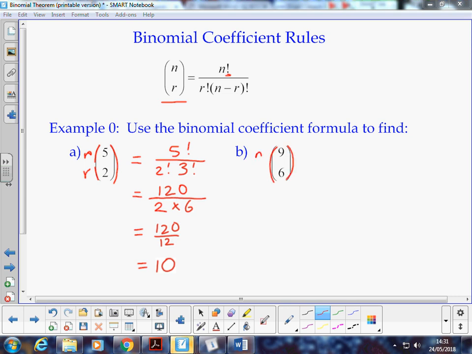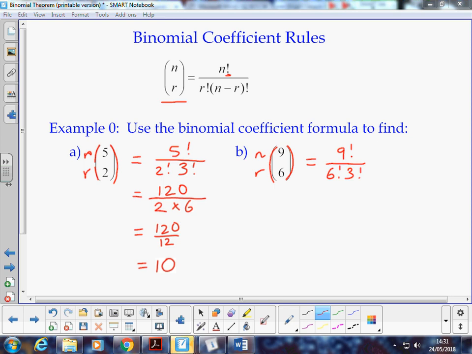So we've got 9 choose 6 as the second one. So n is 9, r is 6. Substituting that into the formula gives us 9 factorial divided by 6 factorial multiplied by n minus r factorial. 9 subtract 6 is 3 factorial.